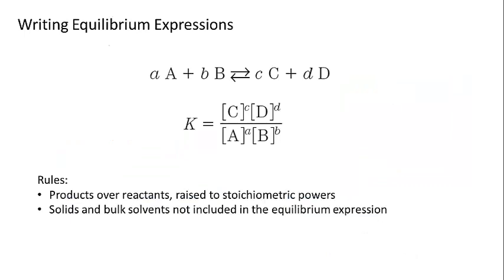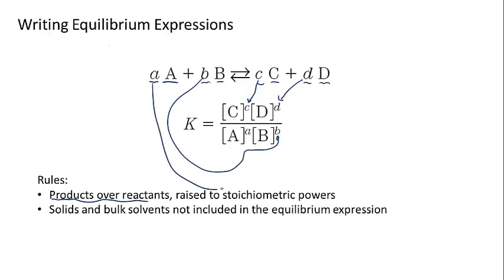In general, it's important to know how to write equilibrium expressions given the reaction equation. The equilibrium expression comes directly from the reaction equation. So for a general reaction where a moles of A react with b moles of B to make c moles of C and d moles of D, the equilibrium expression is always the products over the reactants. It's the product of the products, meaning you multiply the products by each other, and each product is raised to its stoichiometric factor. Each reactant is raised to its stoichiometric factor as well.